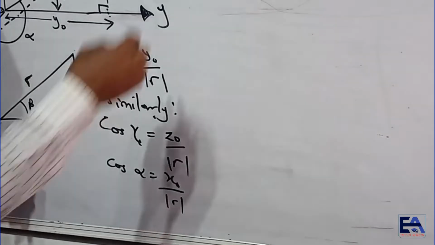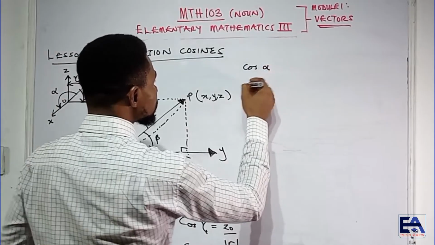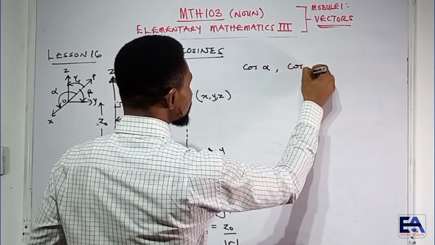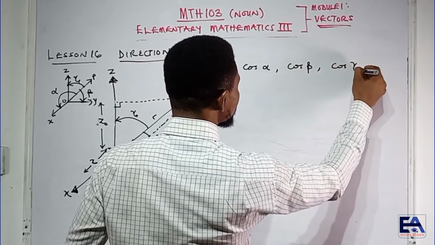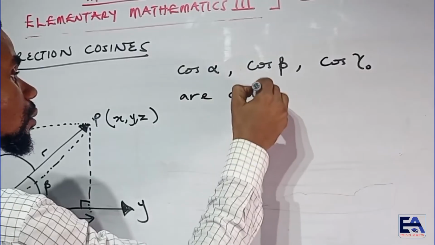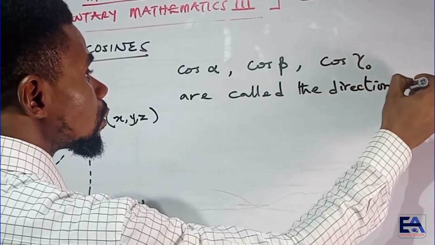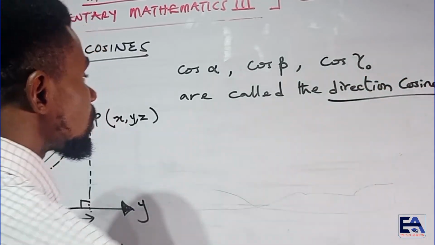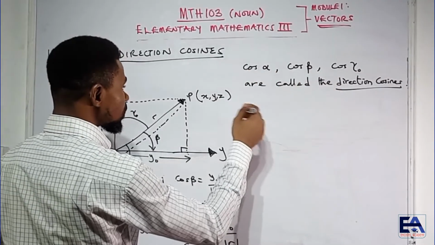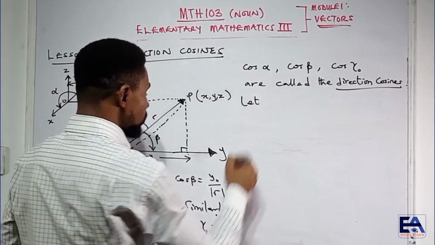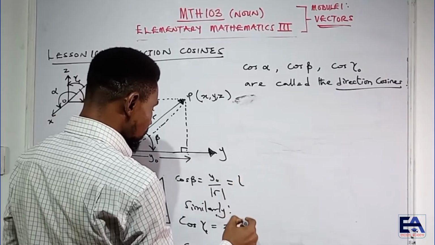So just say that cos alpha, cos beta, and cos gamma are called direction cosines. You get that? That is what we mean by direction cosine. And then putting all of these things together, we can decide to let this one be L, let this one be M.